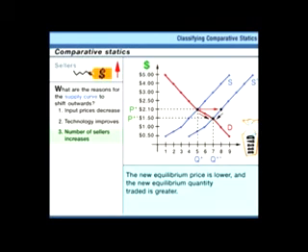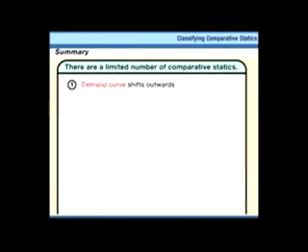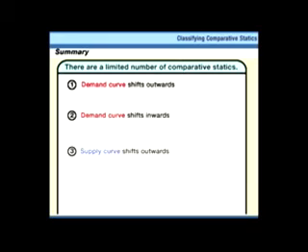If the demand curve shifts outwards, the price increases, as does the quantity traded. If the demand curve shifts inwards, we have a decrease in the price as well as a decrease in the quantity traded. If the supply curve shifts outwards, the price will fall, but the quantity traded will increase. And if the supply curve shifts inwards, then the price will increase and the quantity traded will fall. Those are all the possibilities we have for comparative statics. So now that you've got the catalog, you're ready to try some experiments of your own.